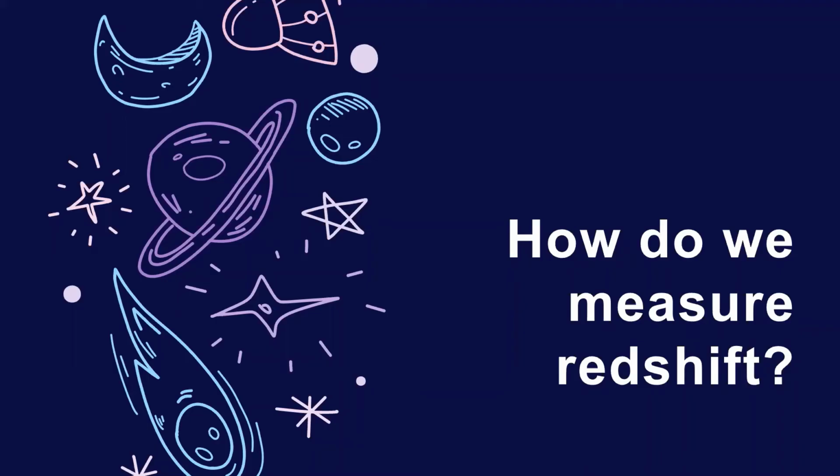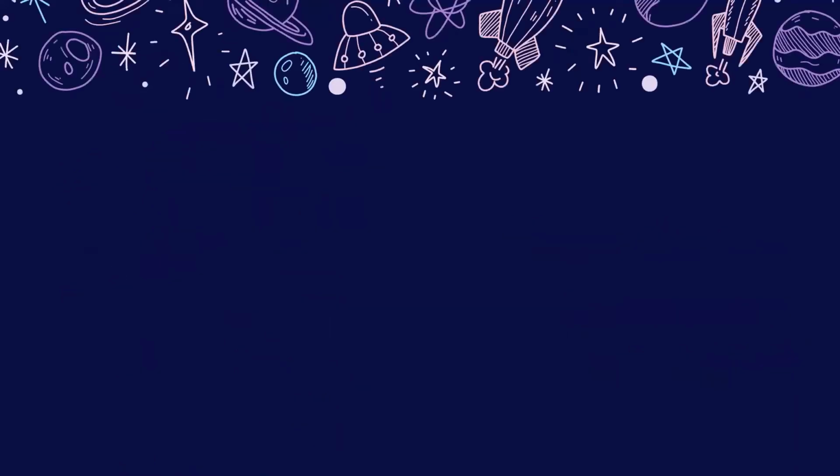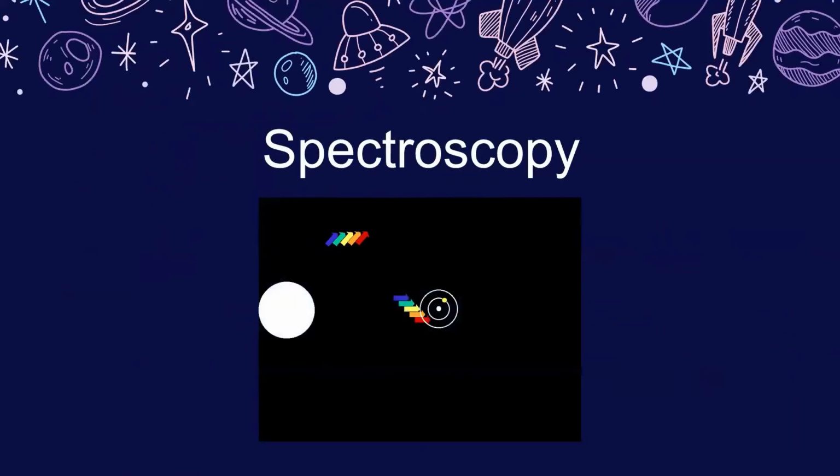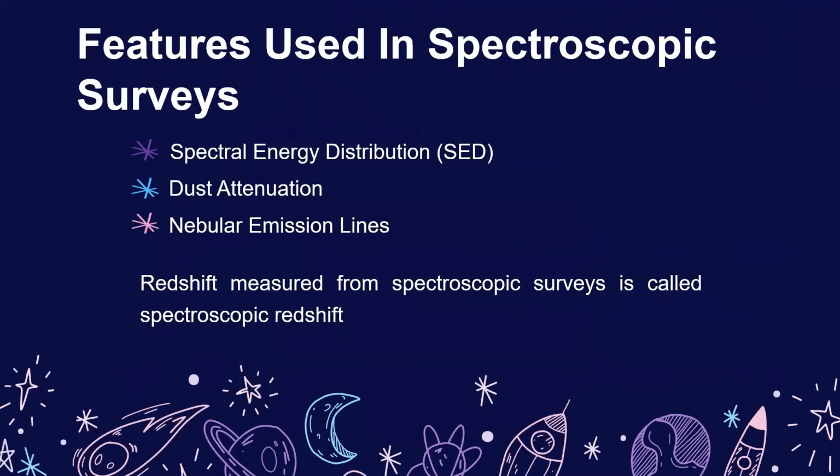Now, we know what redshifts are, but how do we measure them? The answer lies in the type of data we are getting from the sky. Traditional methods of finding redshifts rely on spectroscopy. Spectroscopy is the study of interaction between electromagnetic radiation and matter as a function of wavelength and frequency. The features used in spectroscopic surveys are spectral energy distribution, dust attenuation, and nebular emission lines. Redshifts measured from these surveys are called spectroscopic redshifts.